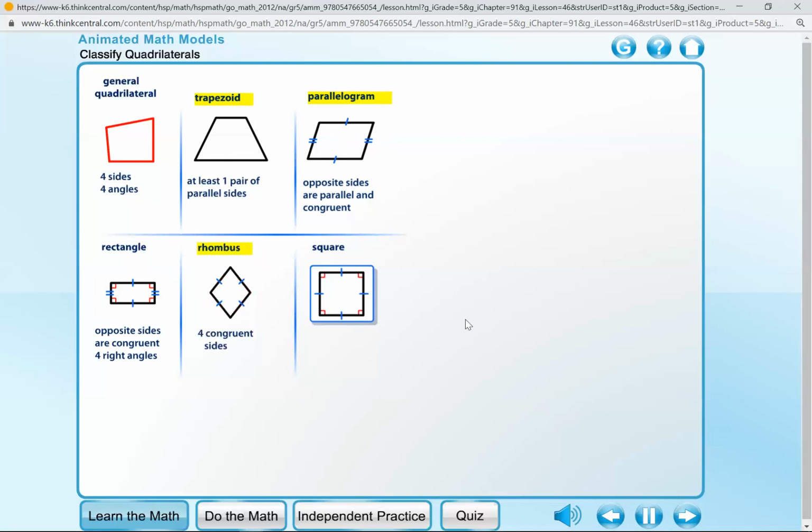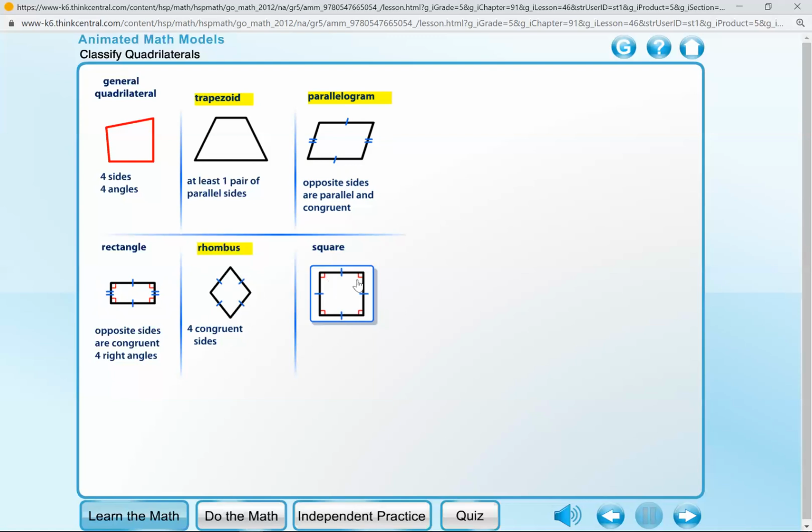A parallelogram with 4 congruent sides. Okay, a rhombus has 4 congruent sides. Now, a rectangle is not necessarily going to be a rhombus because you have to have right angles to be a rectangle. And this rhombus here does not have right angles.